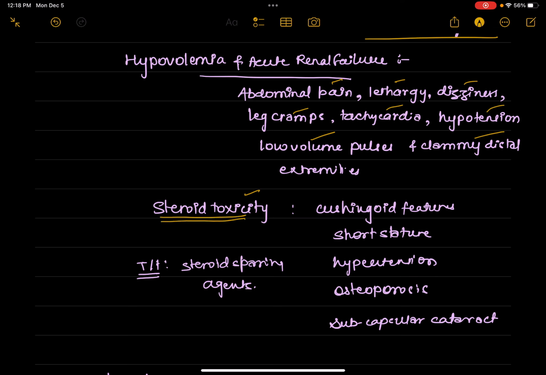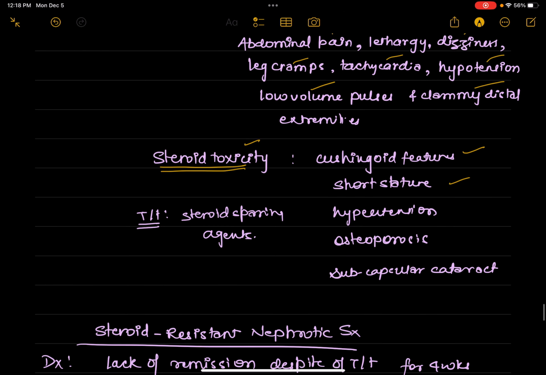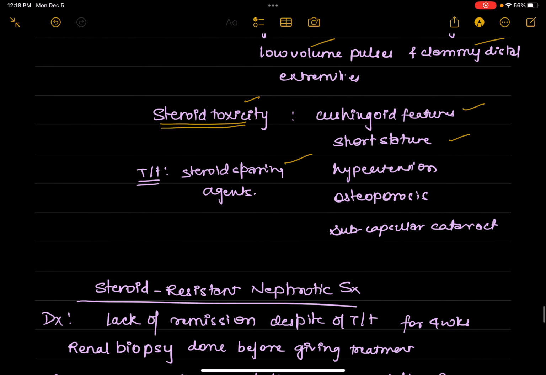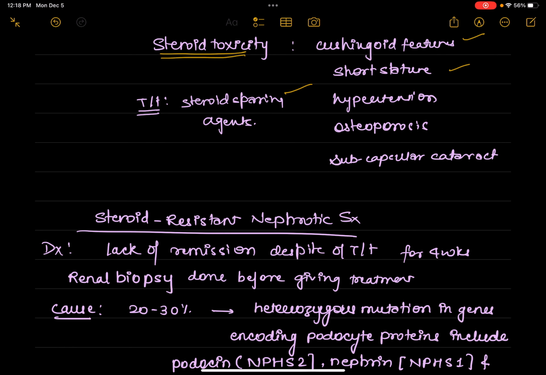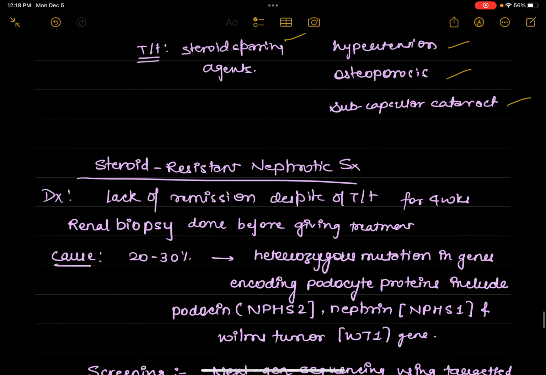For steroid toxicity, the features are Cushingoid features and short stature. The treatment is steroid sparing agents. Other features of steroid toxicity: hypertension, osteoporosis and subcapsular cataract.